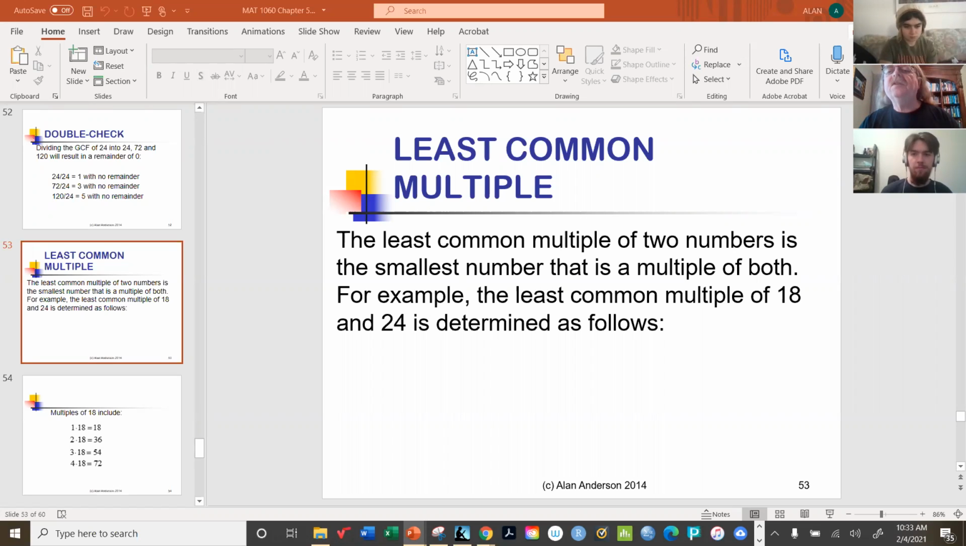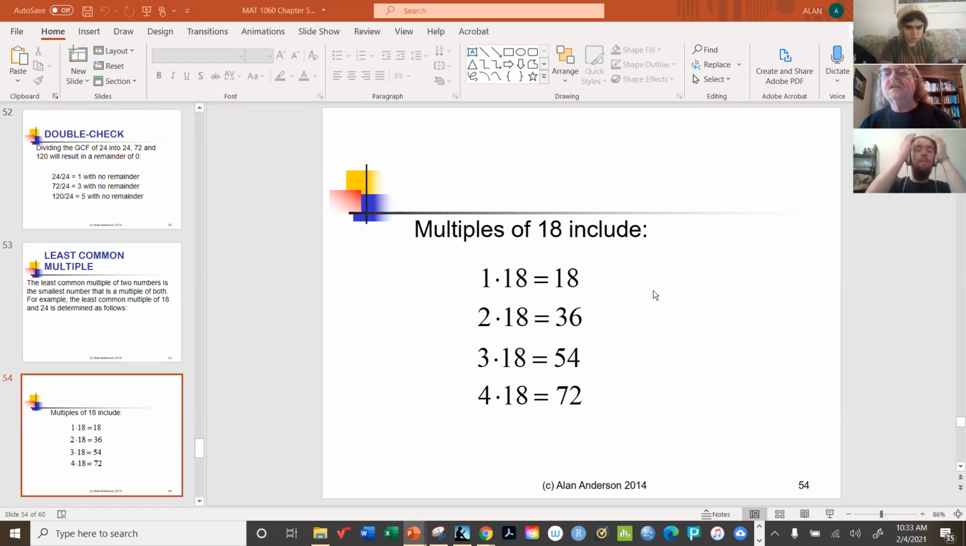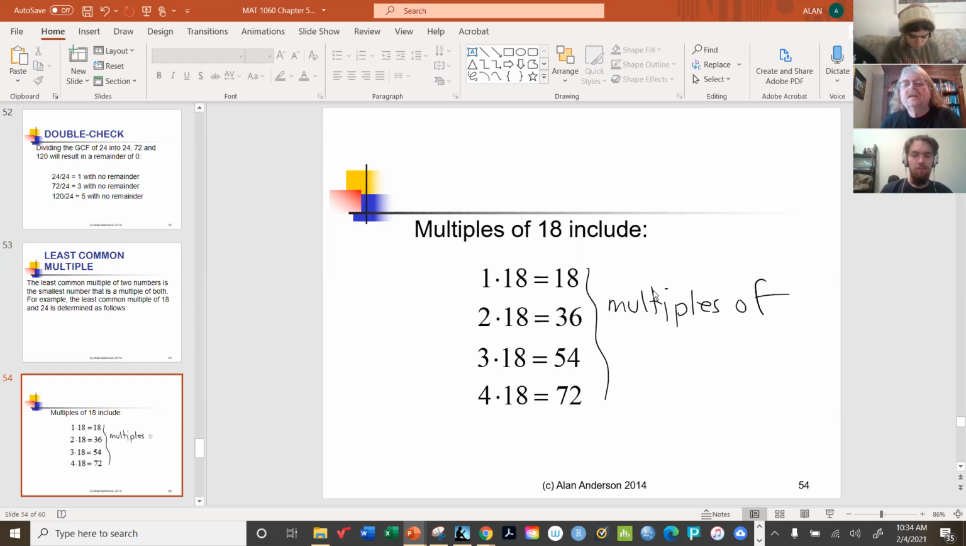First of all, what we have to do is remind ourselves, what exactly do we mean by the word multiple? You can see, let's say we're interested in looking at the multiples of 18. Well, all we're doing is taking all the natural numbers and multiplying them by 18. So these are all multiples of 18. And of course, there's many, many more. For example, we could have 5 times 18, which is 90. And we could carry on for as long as we like. These are all referred to as multiples.